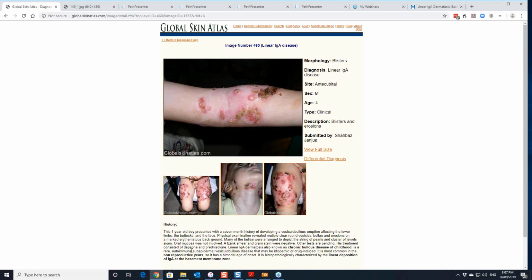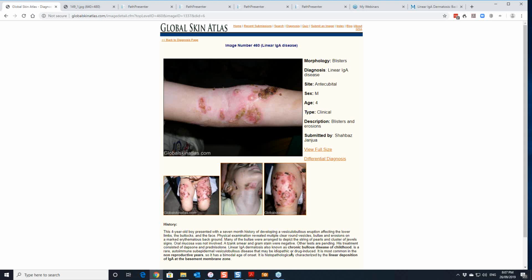Now, this little boy's treatment was with dapsone, and a lot of linear IgA disease will respond to dapsone. Remember, there are neutrophils involved as well, and dapsone is quite useful for neutrophilic disorders. And dapsone itself is very useful for dermatitis herpetiformis. In fact, it's the drug of choice.